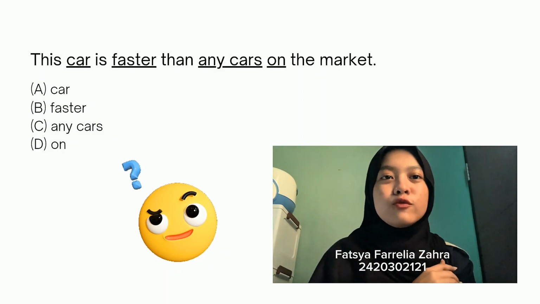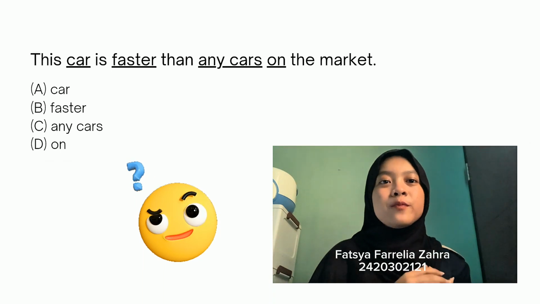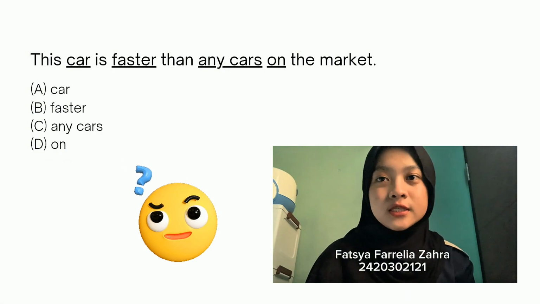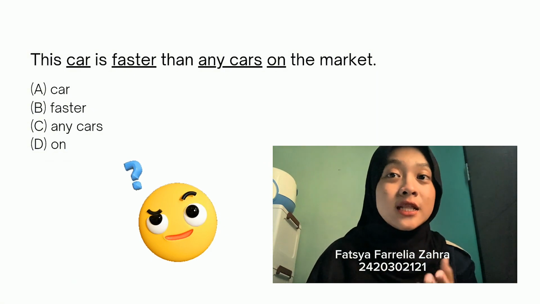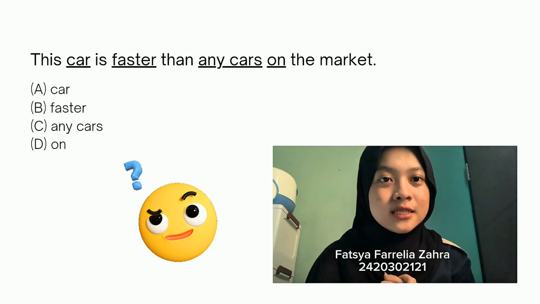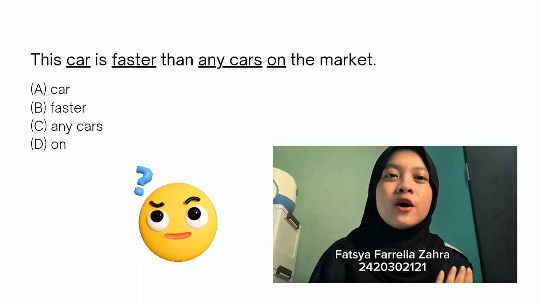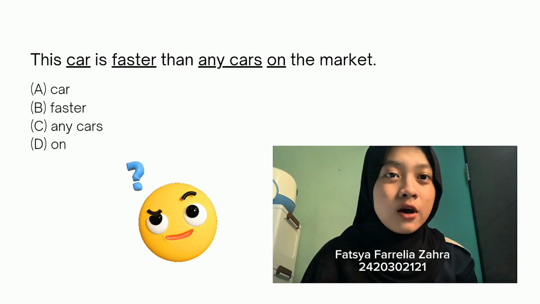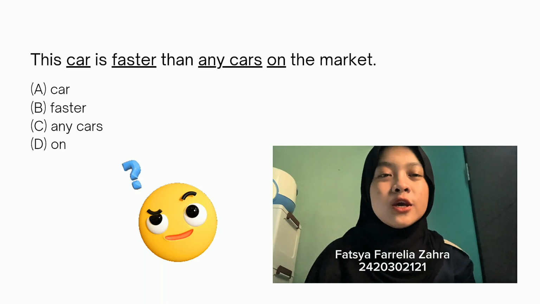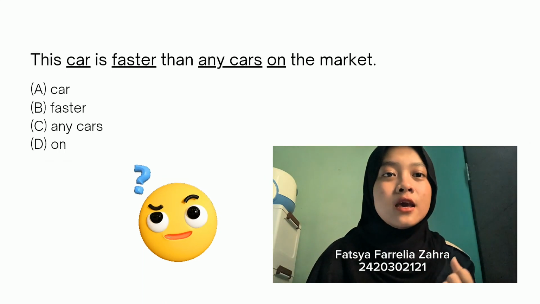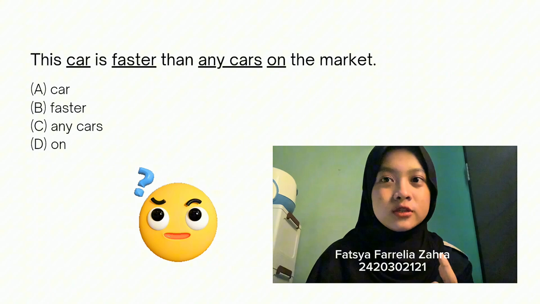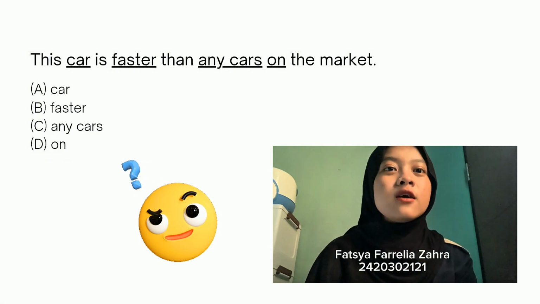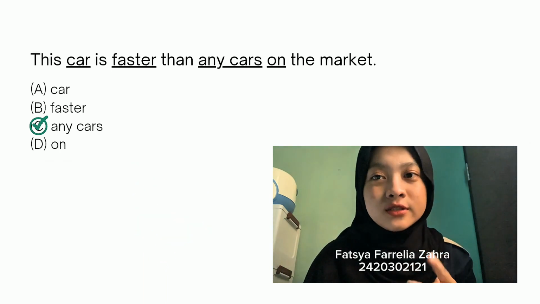Now I will explain the error recognition type of TOEFL questions. Let's quickly spot the error in this sentence. This car is faster than any cars on the market. The options are A, car, B, faster, C, any cars, D, market. Which part is wrong? The correct answer is C, any cars.